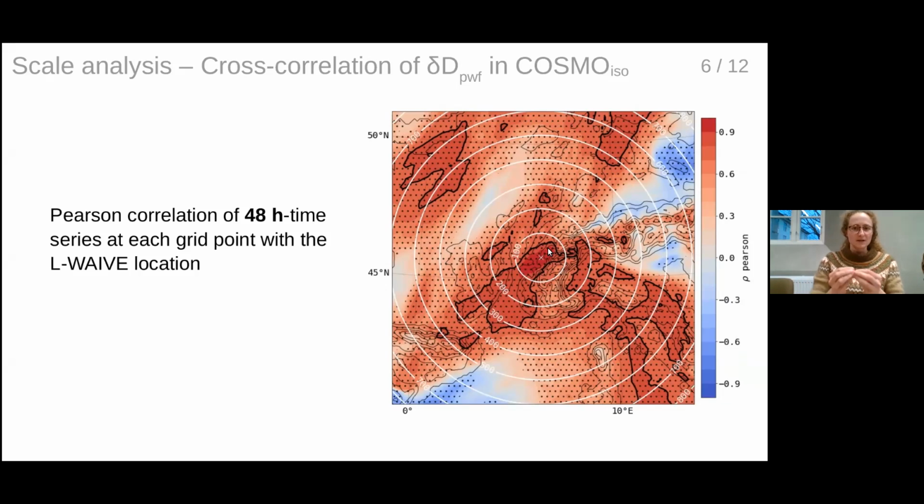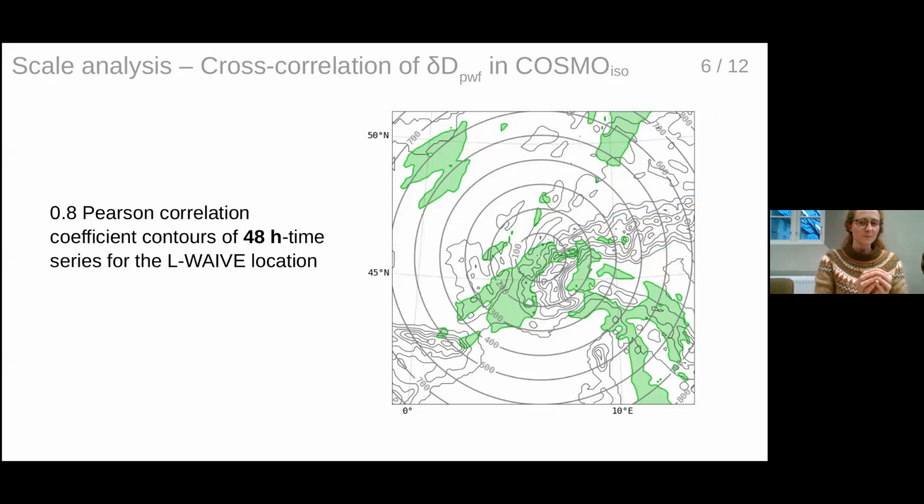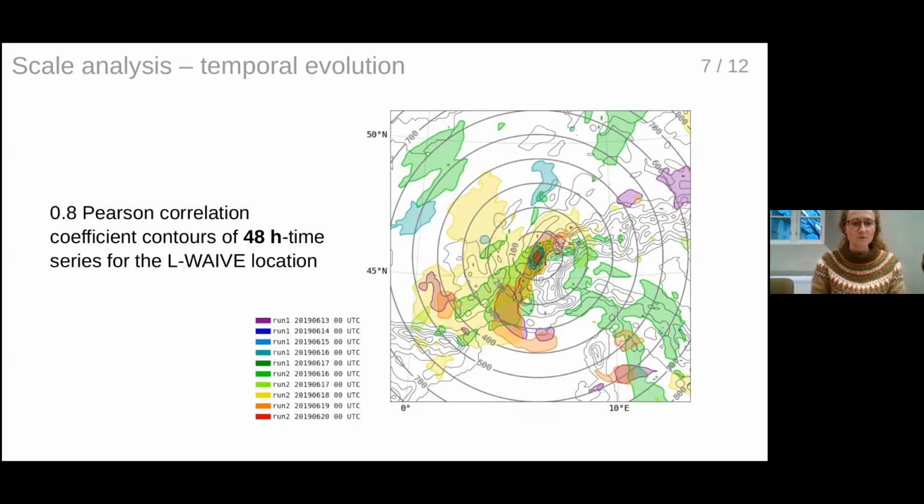Now, if we just look at the 0.8 contour line, we can quite nicely see how these areas of high correlation change with time. We see this here for 10 different times, 10 different 2-day periods, for the 2 model simulations. And we see that these areas can change quite strongly depending on the day.